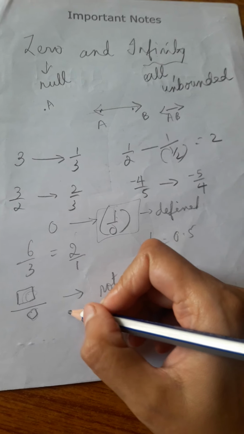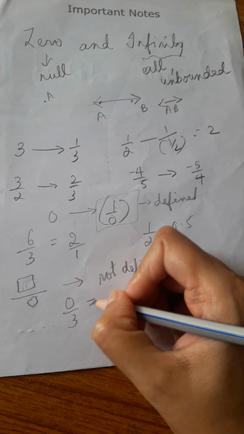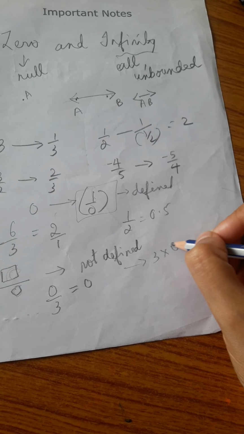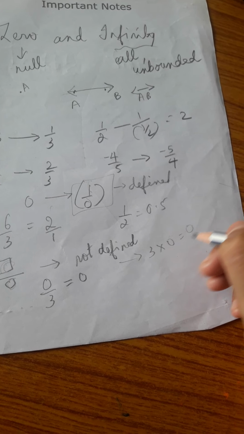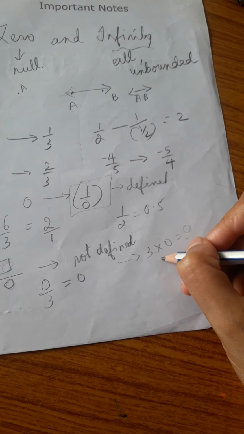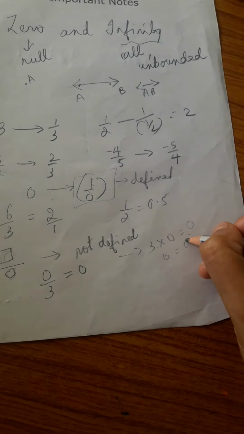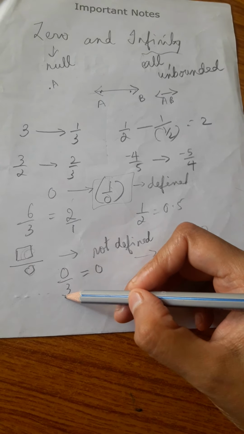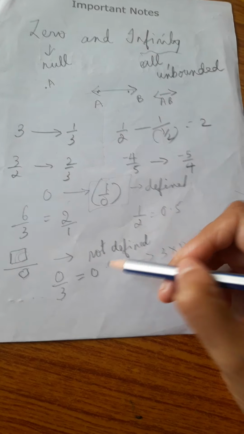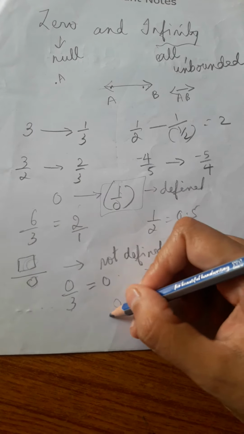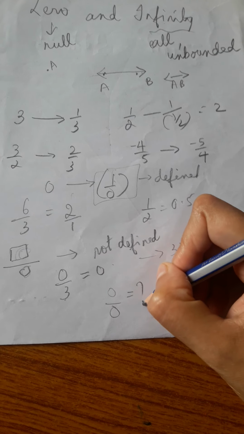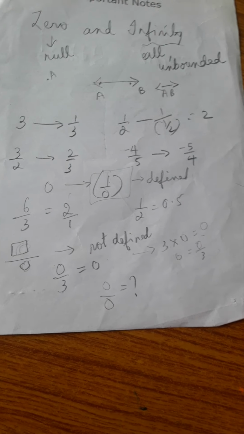So what is 0 divided by 3? That is 0. It follows from this. 3 into 0 is 0. So shift this 3 down. So 0 is equal to 0 divided by 3. So 0 divided by non-zero is always 0. Okay, and 0 divided by 0 is equal to what? That's my next question.